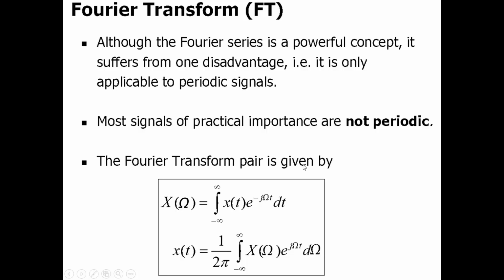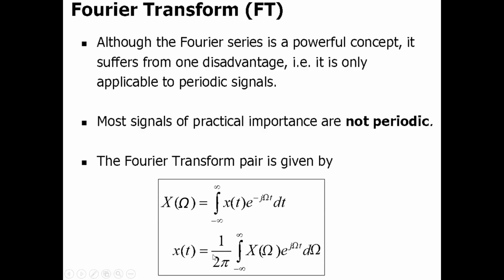The Fourier transform pair is given by, so X of omega is the Fourier transform of this signal xt, and the Fourier transform can be obtained by integrating xt multiplied with e to the power minus j omega t dt, and the whole integral from minus infinity to infinity. And from the Fourier transform, we can recover the signal back by 1 by 2 pi, integral from minus infinity to infinity of X omega e to the power j omega t d omega. You see, this scaling factor is 1 by 2 pi here.